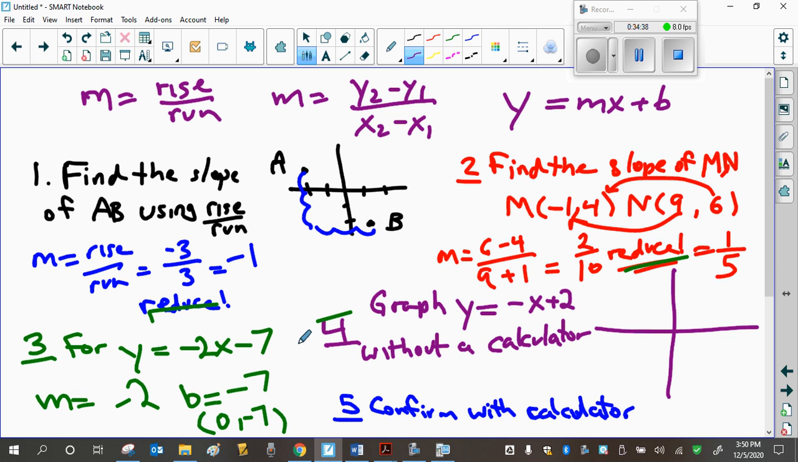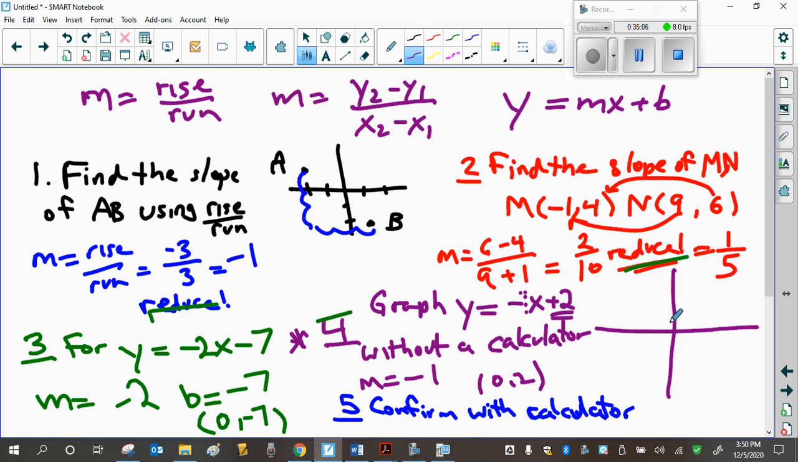4 is a little trickier with slope, but 2 is the y-intercept. Okay, so slope equals what? I'm going to go with the easy one. The y-intercept is 0, 2. Now the slope is the number in front of x. What number is in front of x? You got it. Negative 1. Okay, if there's no number, it's a 1. So -1 is the slope.